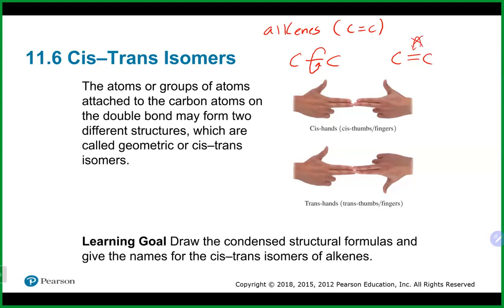So what it creates are isomers. And isomers, which I think is something else we talked about last time, are basically the same formula but have different connectivity. They create two types of isomers, which are referred to as cis or trans isomers. Cis basically means the same side, and trans basically means opposite sides.